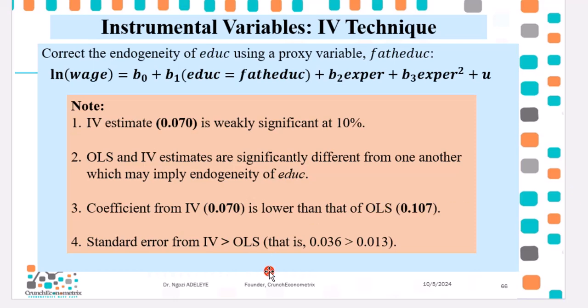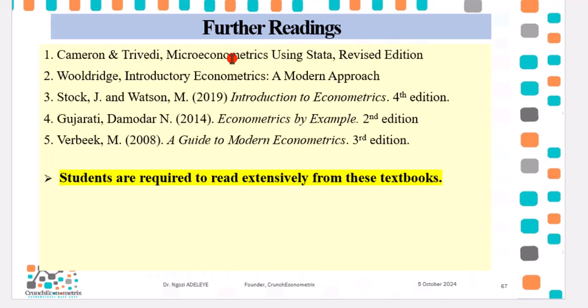And we know that once the standard error is high, it will reduce the t-statistic and may result in less significant coefficients. So that is it for the IV regression using the IV technique.